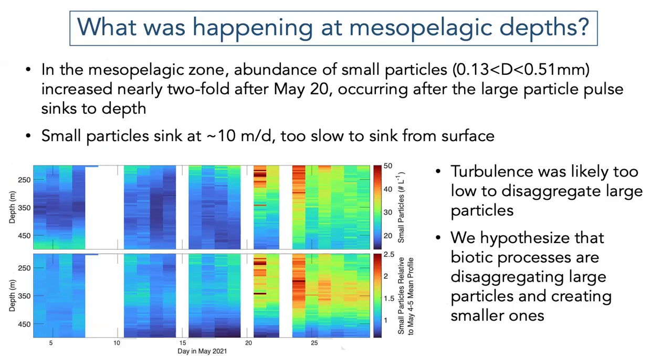Now we know from a bunch of ways that the small particles sink at something like 10 meters a day. So it's too slow for something to get down to 400 meters at 10 meters a day during the experiment. And we also know that the turbulence was likely way too low for the large marine snow to disaggregate. So we hypothesized that biotic processes have to be disaggregating these large particles into smaller ones.